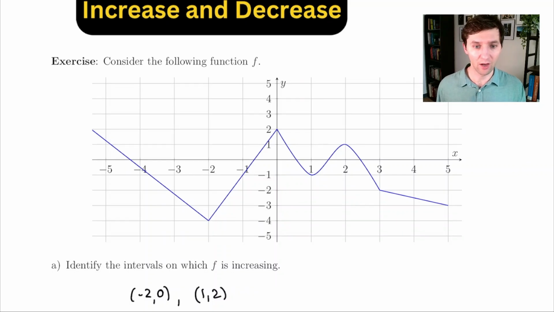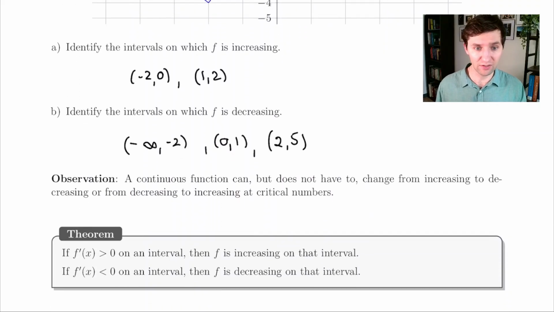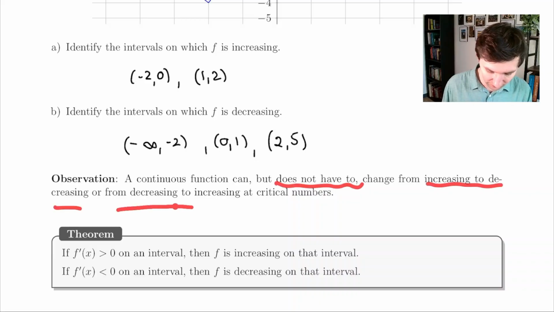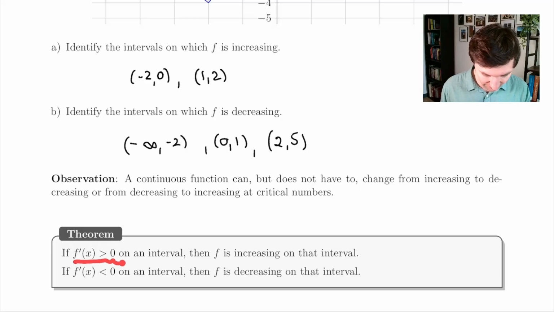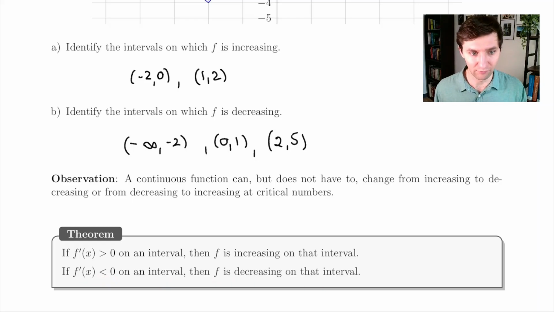These 2 remarks are exactly what's written at the bottom of your notes. The first observation says that a continuous function can, but does not have to, change from increasing to decreasing or from decreasing to increasing at critical numbers. The second observation is a theorem we proved in the previous video about the mean value theorem. The theorem says that if the derivative is positive on an interval, then the function is increasing on that interval. And if the derivative is negative on an interval, then the function is decreasing on that interval.